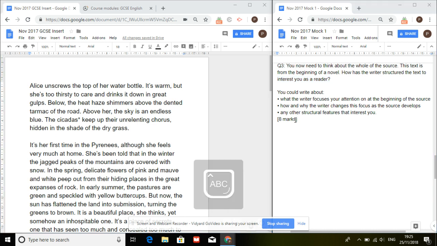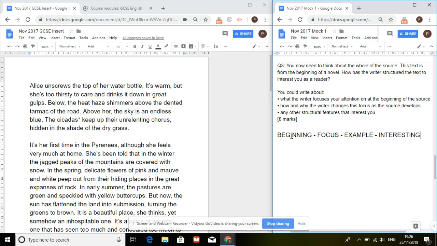So my plan here is going to be: beginning, what the writer focuses on, some example, and why that's interesting to me. And then for the middle and the end, I'll also want to say what the writer's focusing on, give an example, and say how that's interesting. I'll also be trying to, in the middle and the end paragraph, link back to the beginning one to show some sort of changes, like how these changes are interesting.